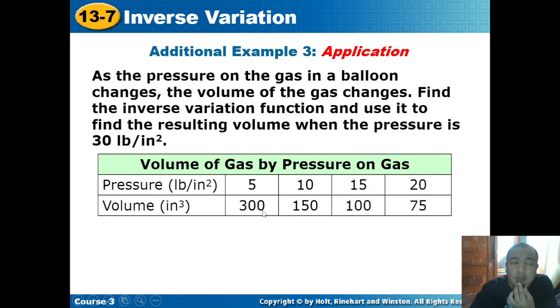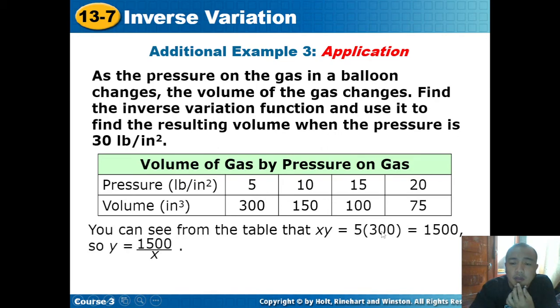So let's determine the constant of variation by multiplying x and y. 300 times 5 is 1,500. So you can see that the constant of variation is 1,500. Our equation is y equals k over x, so y equals 1,500 over x.